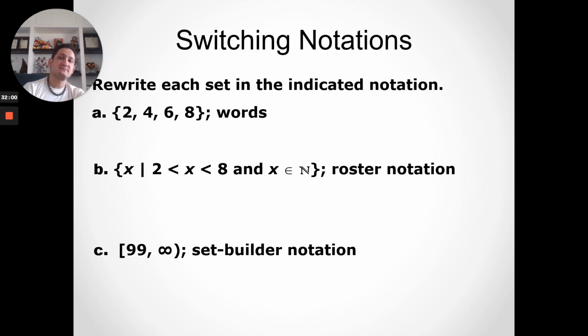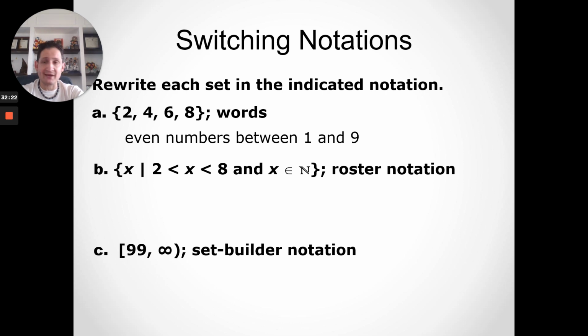All right, let's see. I'm going to write these in words. 2, 4, 6, 8. I'm done. We appreciate. I'm sorry, I'm a dad. Multiples of 2 that are greater than 1 and less than 9. I can do that. What did I write? Even numbers between 1 and 9. Okay, that works too. Cool.